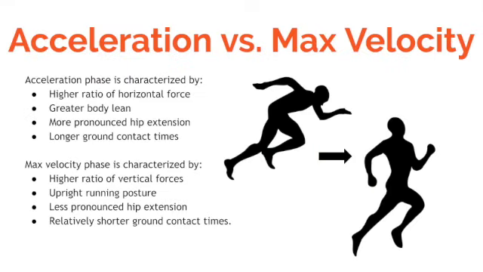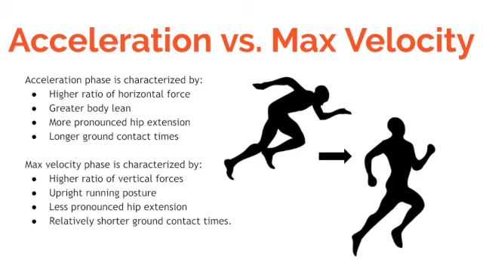Linear speed development can generally be broken down into 2 main elements: acceleration and maximum velocity. Just as a squat has both an eccentric and concentric component, a 40-yard sprint has both an acceleration and a maximum velocity component. The acceleration phase of a sprint is characterized by a higher ratio of horizontal force when compared to higher vertical forces seen in the maximum velocity phase. In addition, athletes will tend to display a greater body lean, more pronounced hip extension, and longer ground contact times while in the acceleration phase.